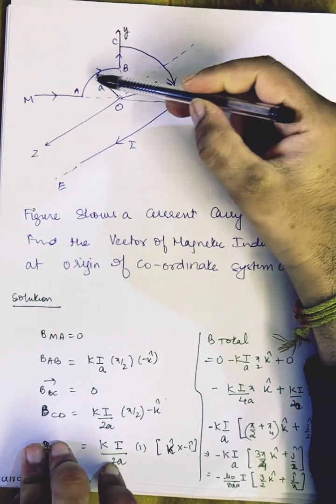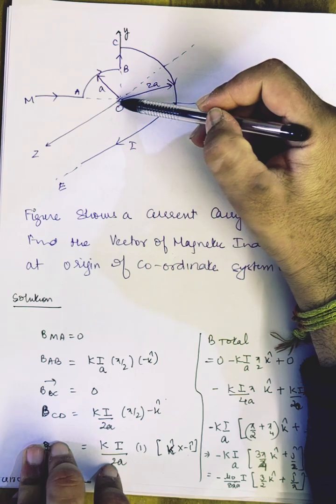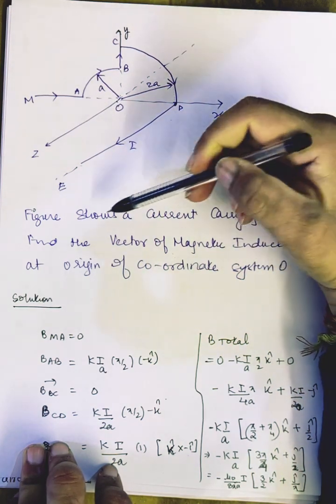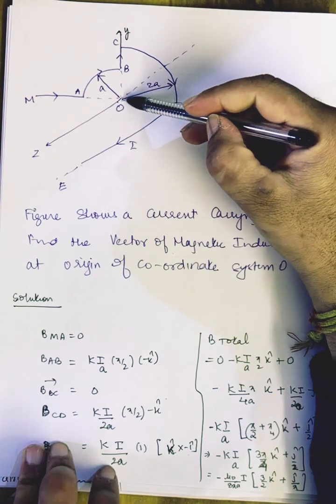Now, another question we have. For this setup, we have to find out the magnetic field at point O. The figure shows the current carrying wire. Find the vector of the magnetic induction at the origin for the coordinate system.